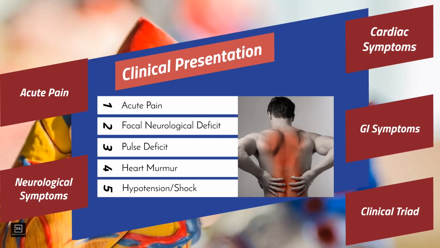There are 5 major presenting symptoms of an aortic dissection: acute pain, focal neurological deficit, pulse deficit, heart murmur, and malperfusion or hypotension and shock.